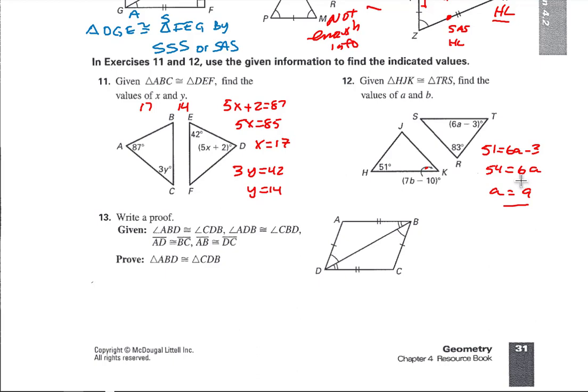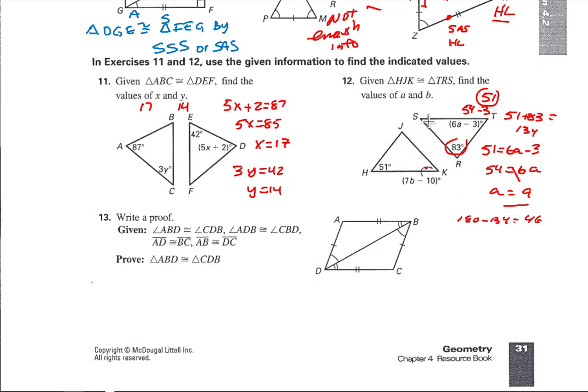K goes with S. So what we have to do is use triangle sums to figure out what angle S is, and then we could figure out what b is. So if we stick 9 in for a, we get 54 minus 3, which is 51. 51 and 83 is 134. Subtract 134 from 180, we get 47. So angle S is 47.